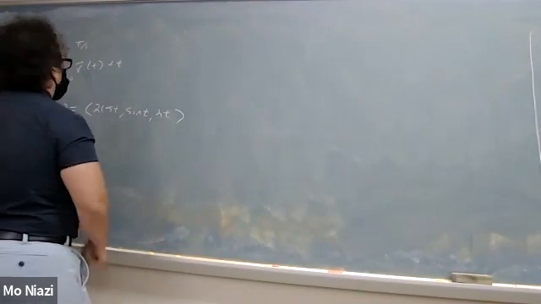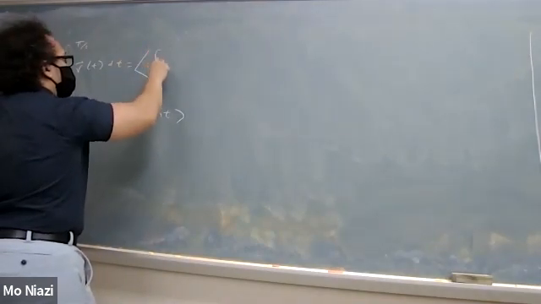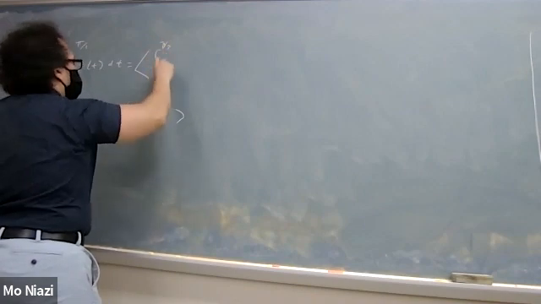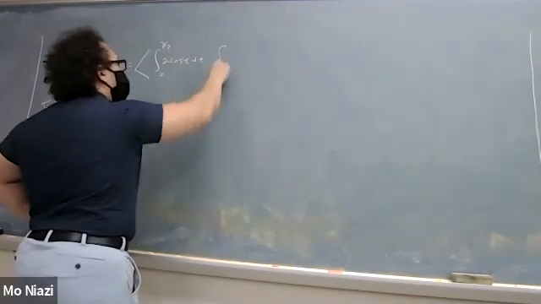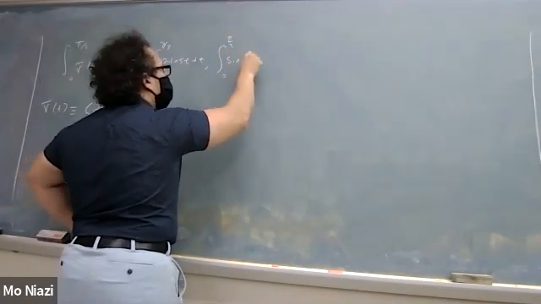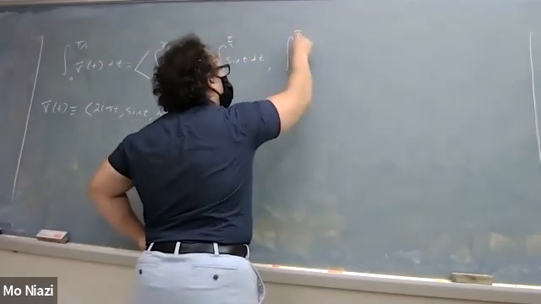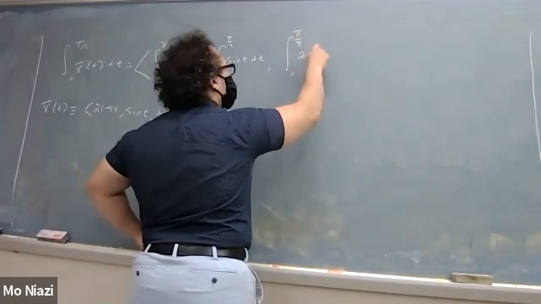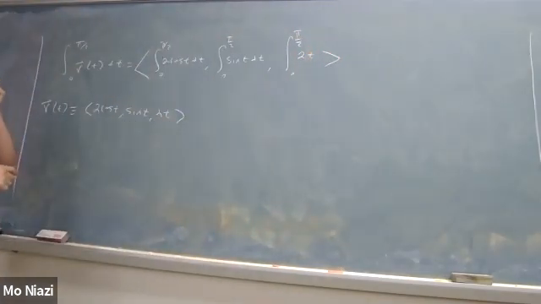So when we take the integral of this function, this decomposes to the integral from 0 to pi over 2 of 2 cosine of t dt. This is the integral from 0 to pi over 2 of sine of t. And this is the integral from 0 to pi over 2 of 2t.